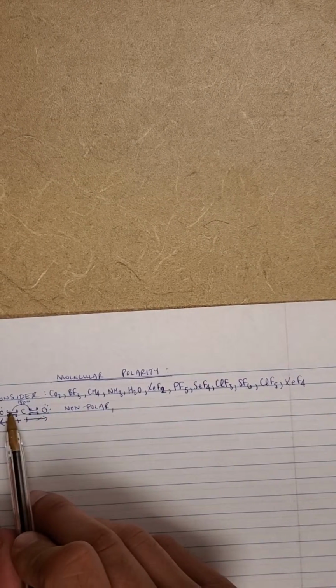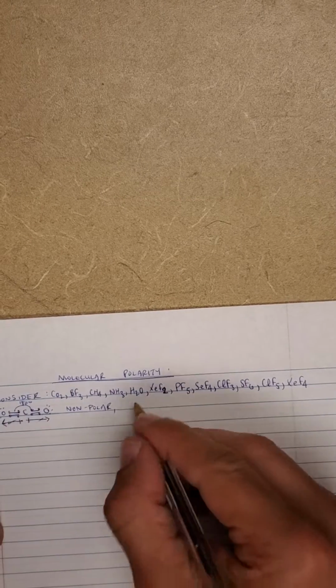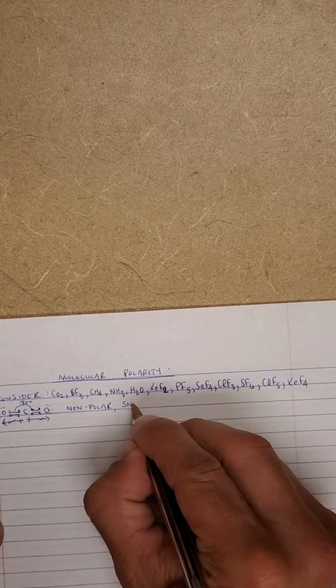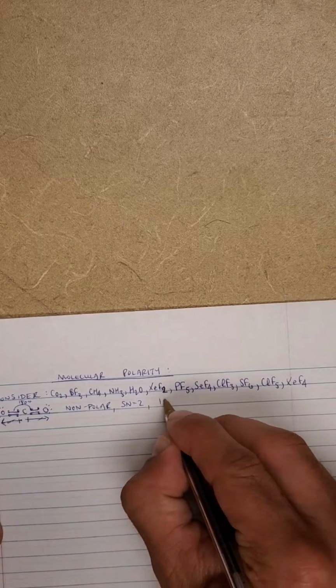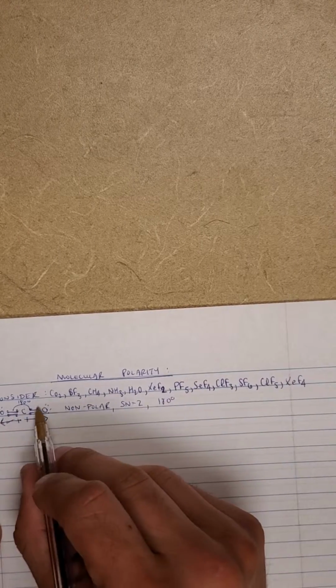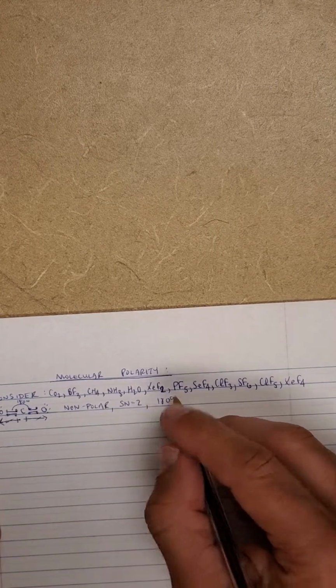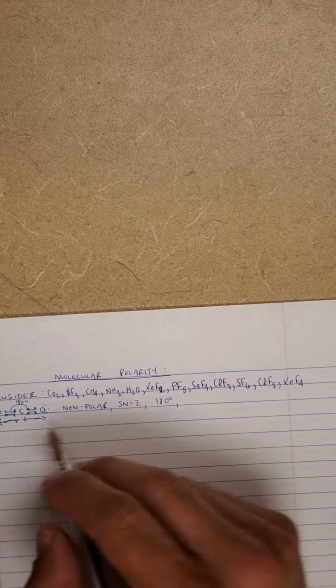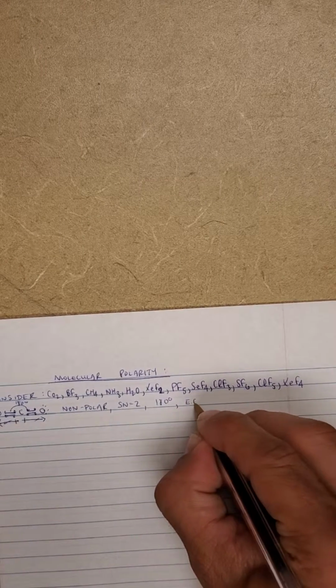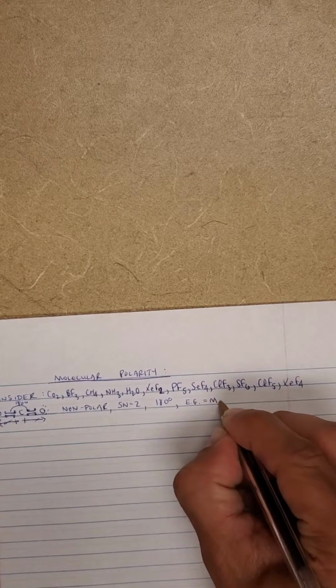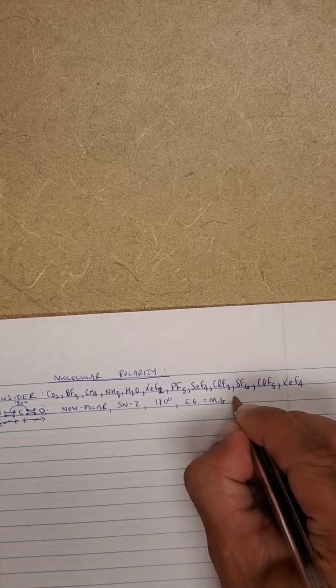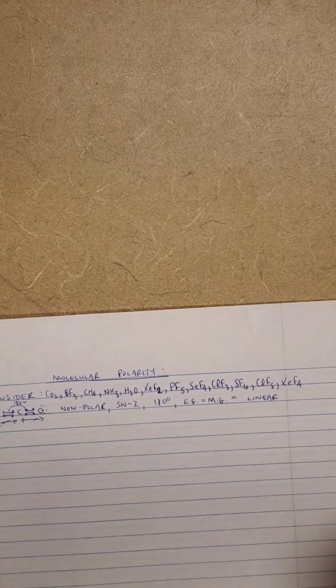Since there's 2 bonds in this molecule, it's going to have a steric number of 2. 180-degree bond angle between these bonds, as I said. And since there's no lone pairs on carbon, or the central atom, the electron geometry is going to be the same as the molecular geometry, and that's going to be linear. All right.